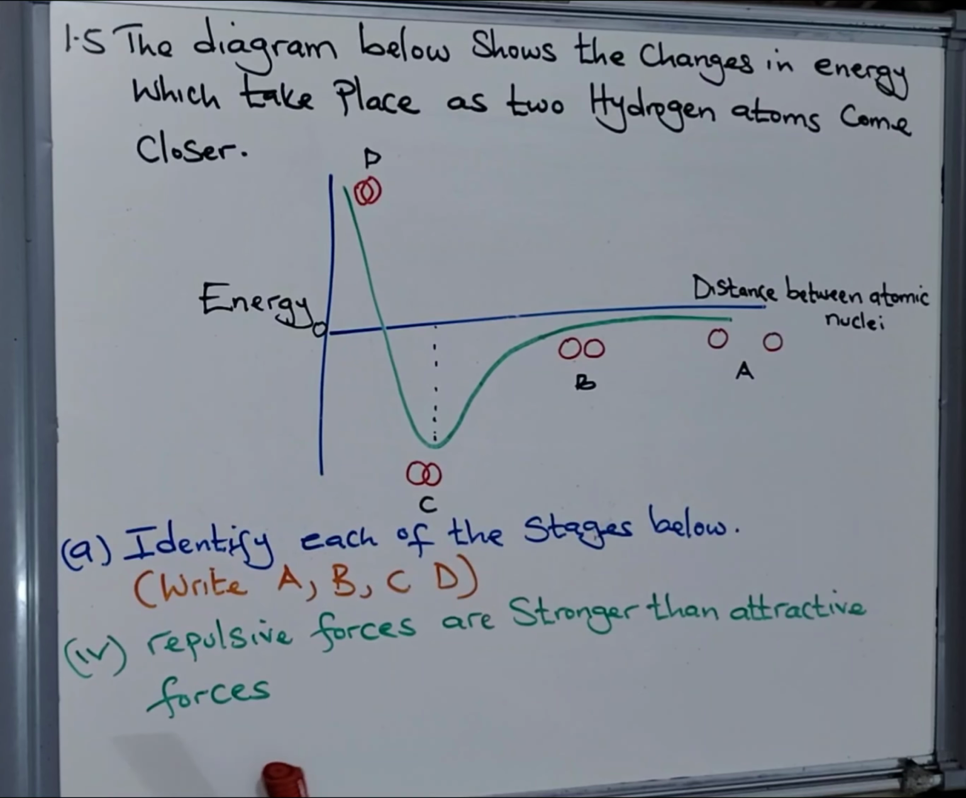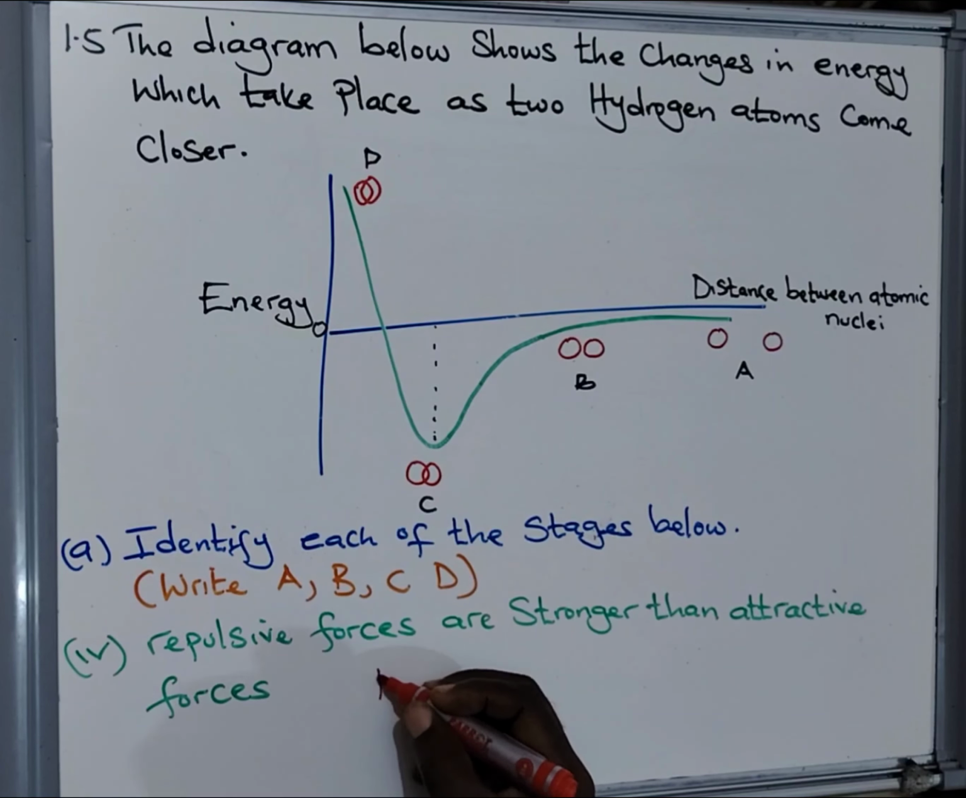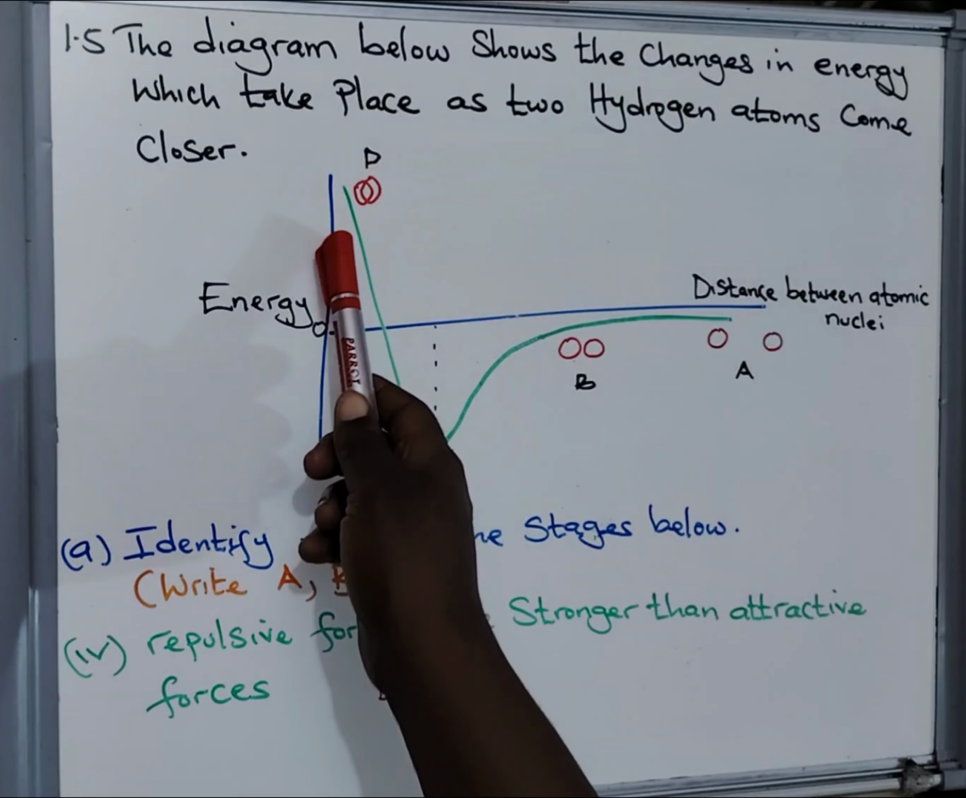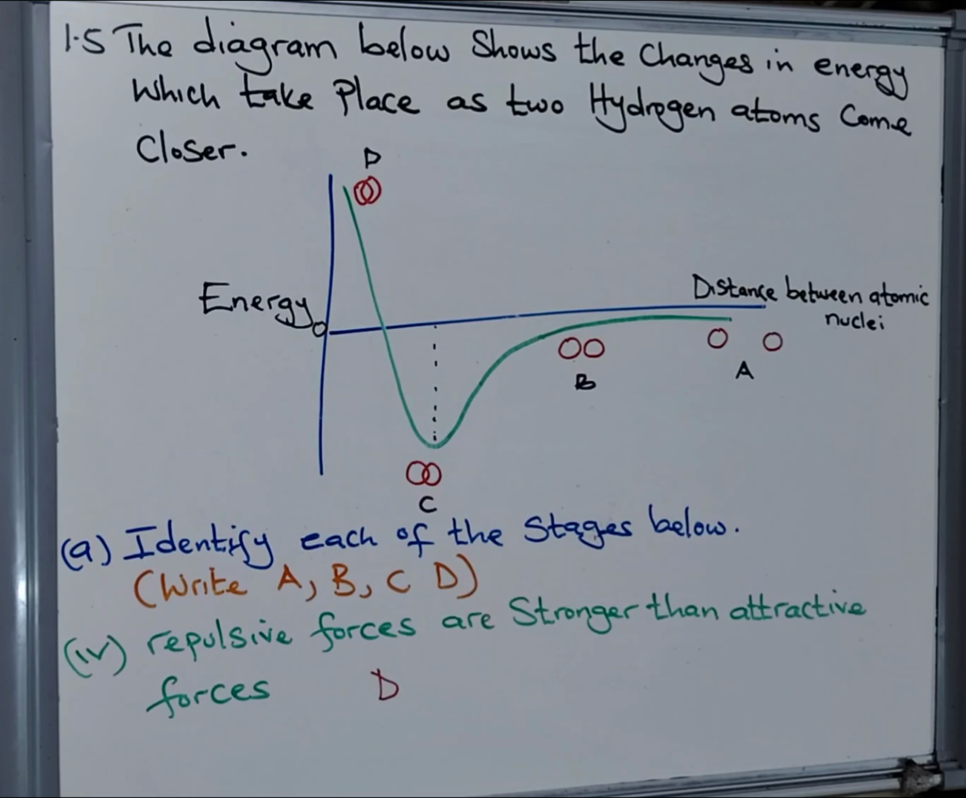Yeah, then comes this one. Repulsive forces are stronger than attractive forces. Which stage is that? That is D. And that one is indicated by positive potential energy.